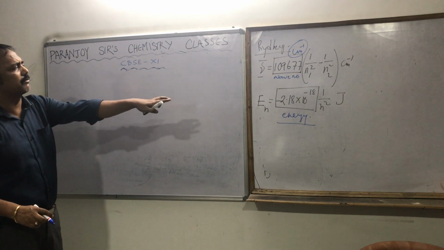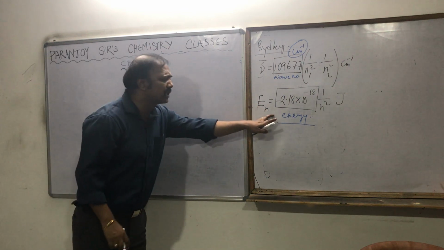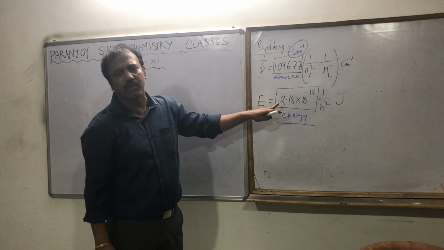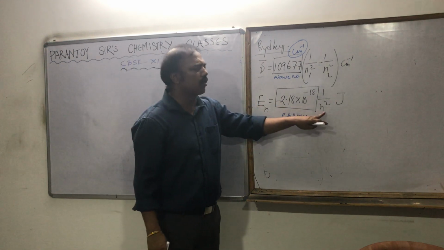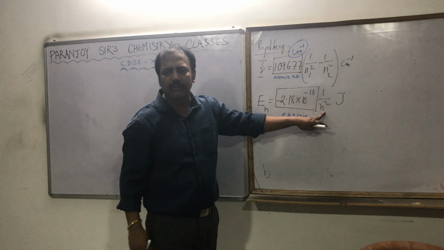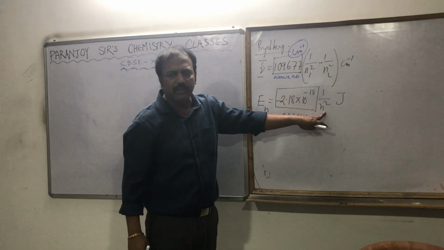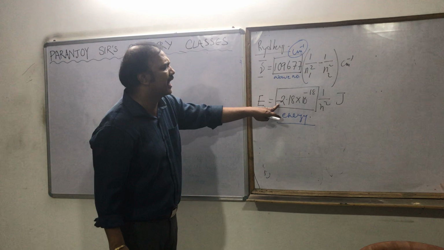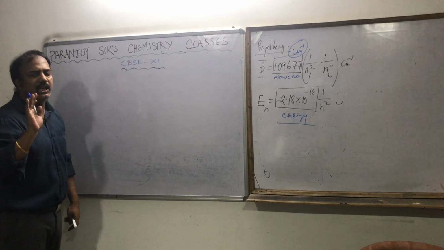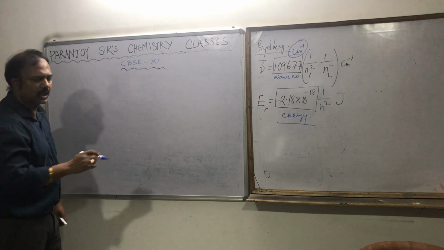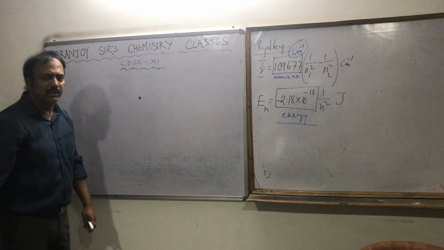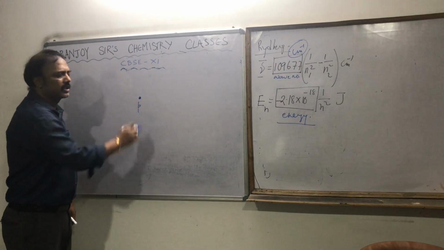Now the thing is that minus 2.18, the energy of the electron is minus. Why is the energy of the electron minus? N is always positive. N is what? First, second, third, fourth, fifth. So that is always positive. If N is always positive, why is the energy negative? Just try to understand this. Once again I am saying, he talked only about the hydrogen atom. This is the nucleus where the proton is there.